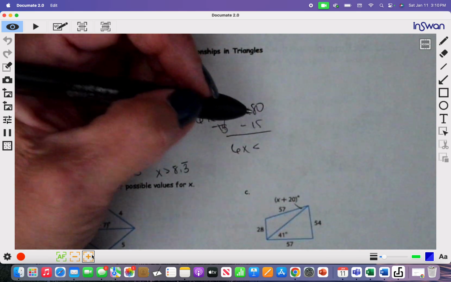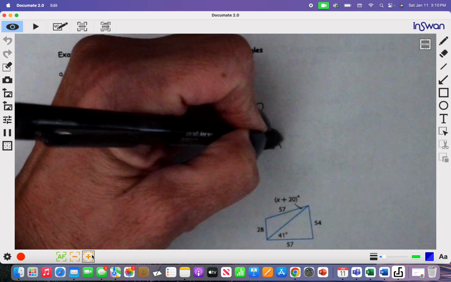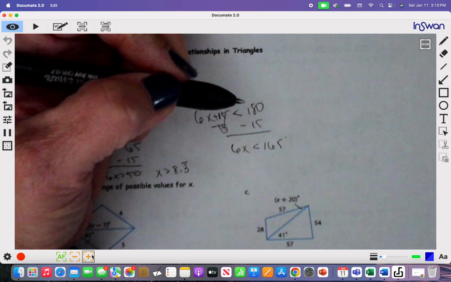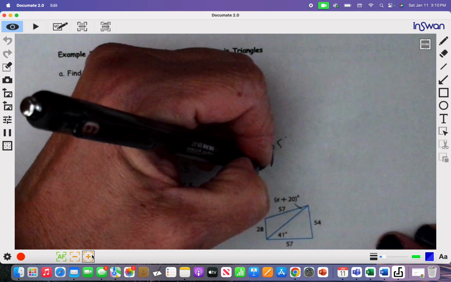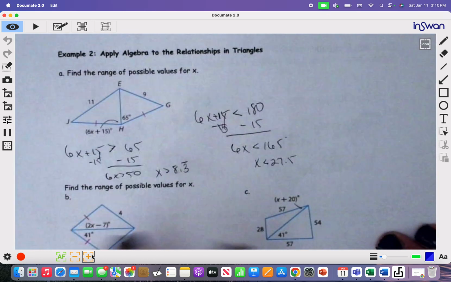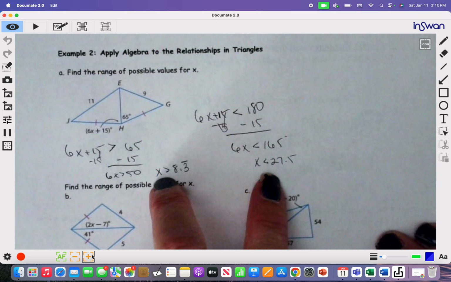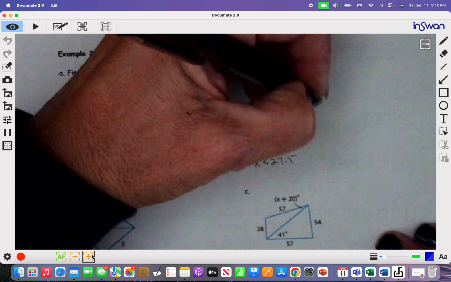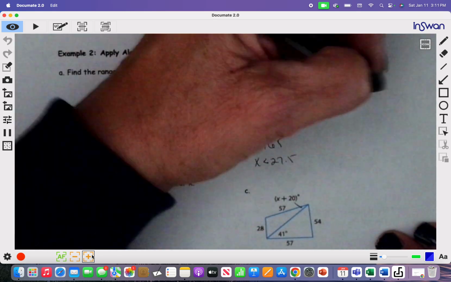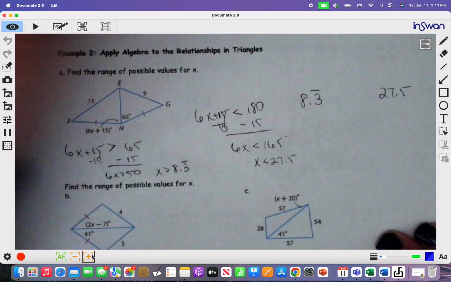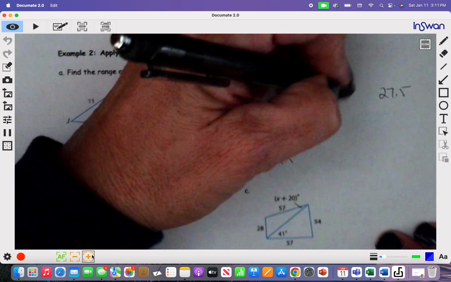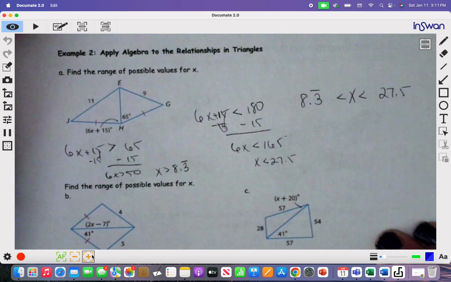And 180 minus 15 is 165. Divide by 6 on both sides. X is less than 27.5. So now I have the two numbers that I could use for my range. Remember, we start with the smaller number, the 8.3 repeating. We leave a space in the middle, so my larger number goes next. The X goes in the middle, and I put my two arrows.